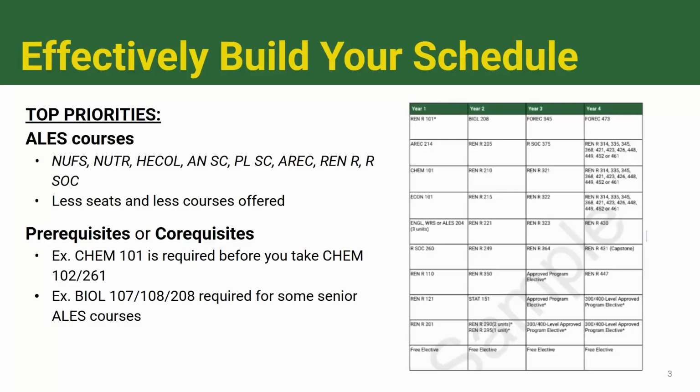First, you will want to prioritize all of your ALES courses. So this includes your nutrition, food science, human ecology, animal science, plant science, renewable resources, rural sociology. These courses are typically only offered once a year at a specific time, so that is why it is important for you to prioritize them when you are scheduling. Additionally, I would recommend scheduling your intro biology and chemistry courses if you have space available, as these courses are going to be prerequisites or co-requisites for your upper year courses.